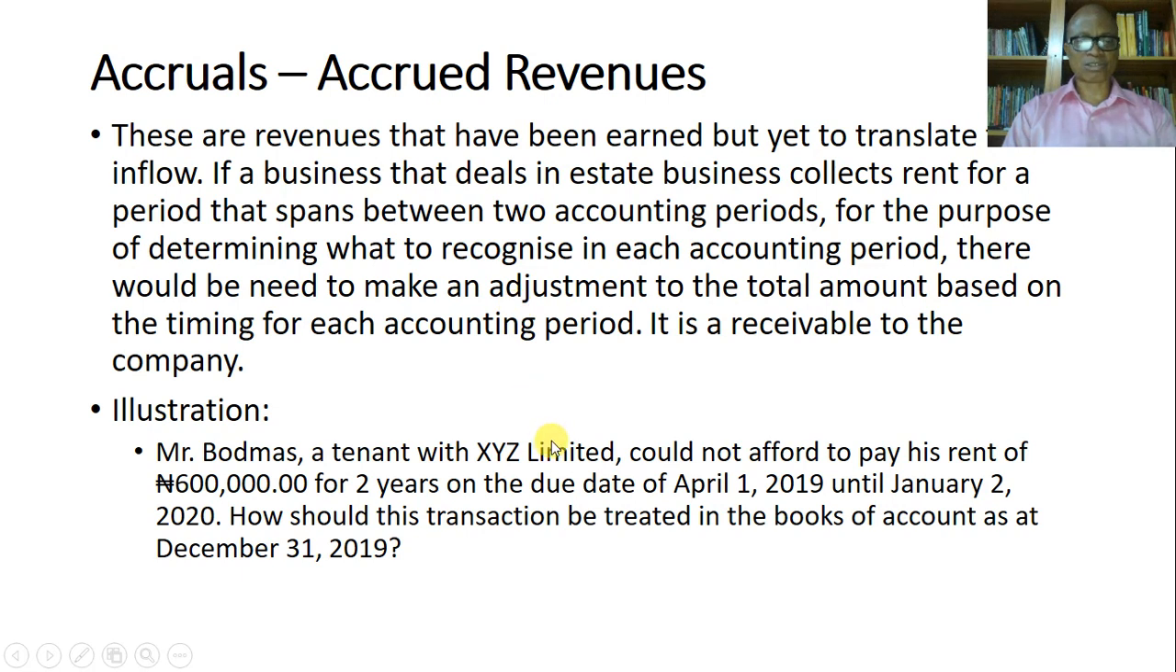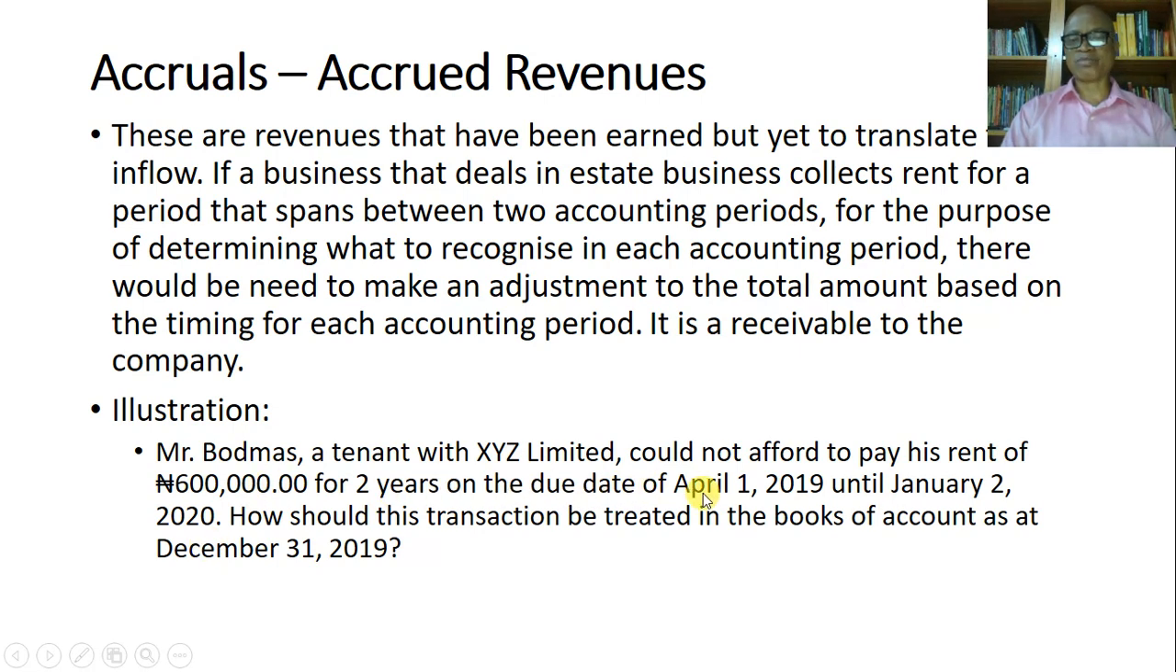We have an illustration here, and we said that Mr. Bodmans, a tenant with XYZ Limited, could not afford to pay his rent of 600,000 for 2 years on the due date of April 1st, 2019 until January 2nd, 2020. How should this be treated in the books of account as at December 2019? How should it be treated? Remember, 600,000 for 2 years.